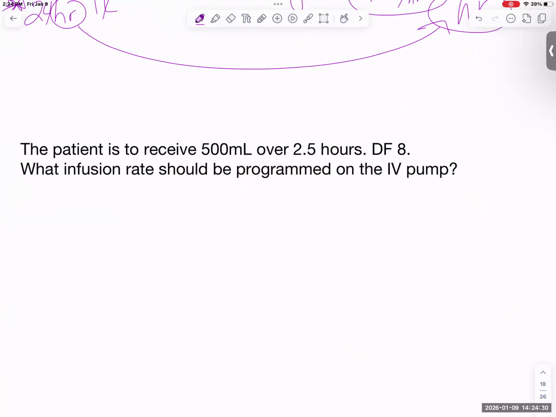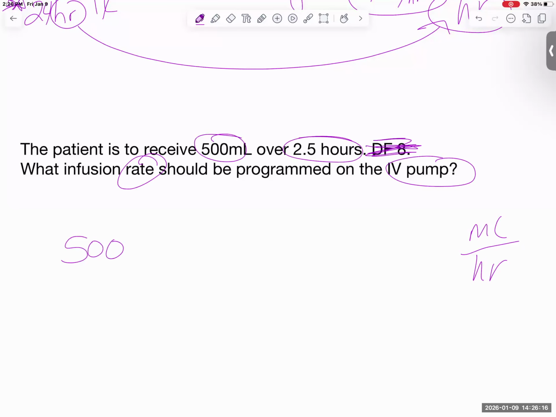All right. I'm going to give you a minute to solve this one. I know you can do it. All right. You guys got it. So I've got the word rate. I've got a pump, milliliters an hour. Beautiful. That means I do not need the drop factor. So I look for volume over time. I need milliliters.